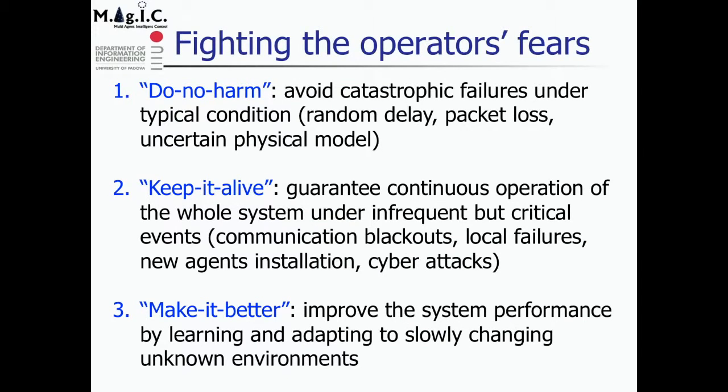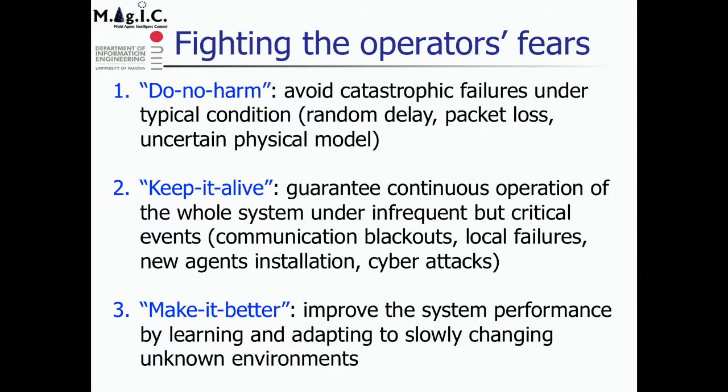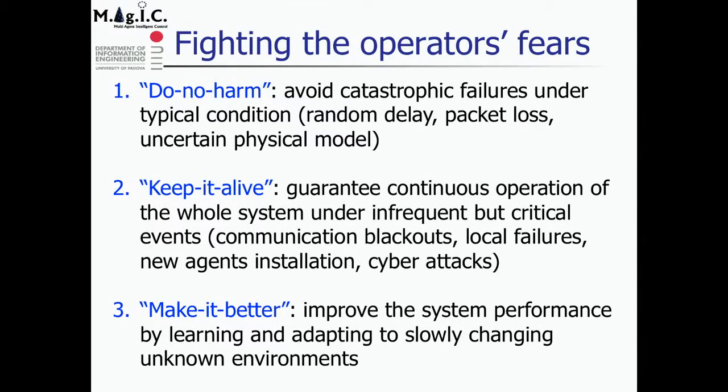The other major problem is that operators are very reluctant to use smartness in their grid, because this means that they have to delegate the power, and they don't know what's going to happen. And this is a safety critical infrastructure. So what they really want to know is that the system you are going to implement will do no harm. So you want to avoid catastrophic failures, like cascade failures, under typical conditions where, when you have communication in place, you cannot avoid random delay, packet losses, and also you have some uncertainty on the model. So you want to make sure that you're not doing worse than before.